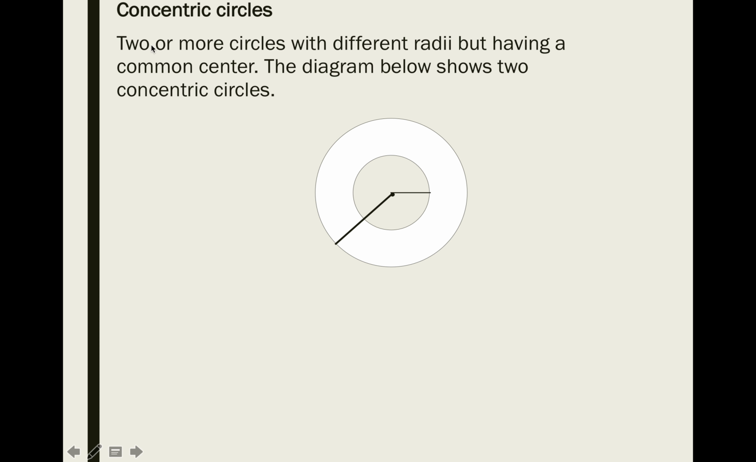Concentric circles are two or more circles with different radii, but having a common center. The diagram below shows two concentric circles. So I have a circle here. Both of them have this point as their center, but the radius for this one is this. The radius for this one is twice as long, or at least we can assume.